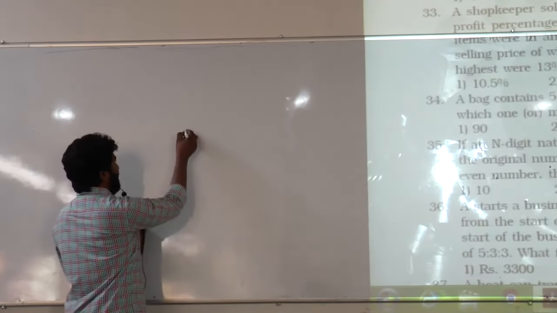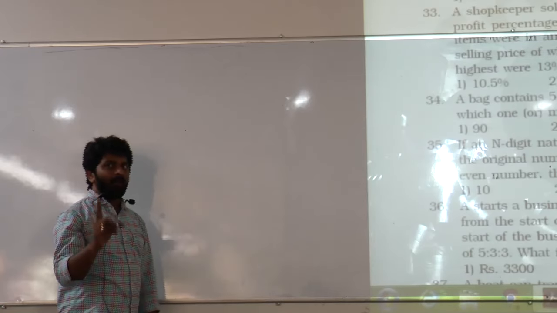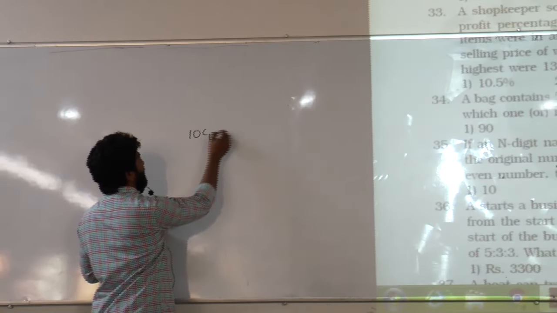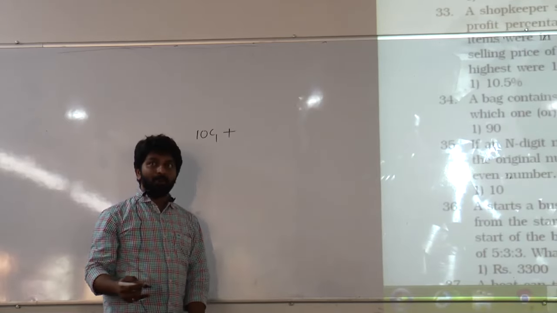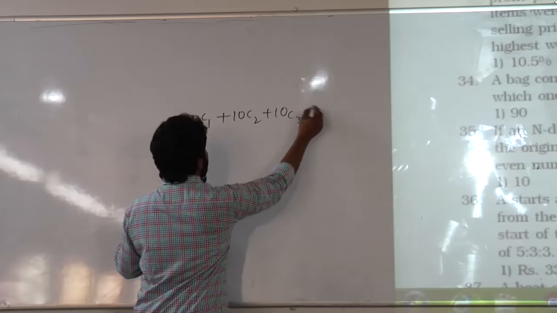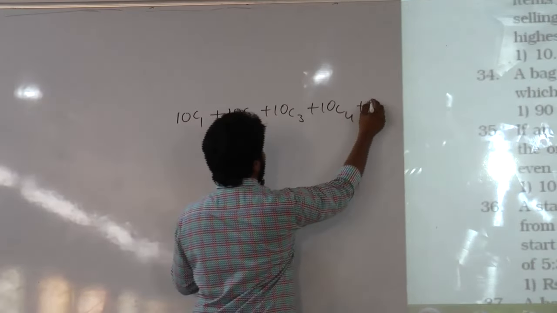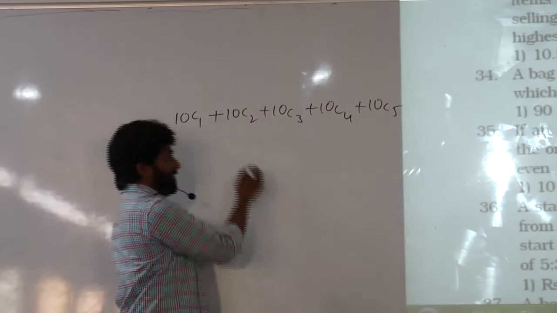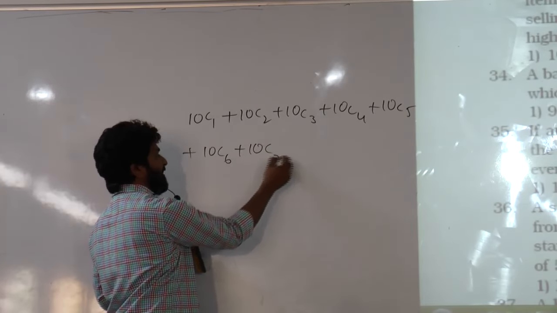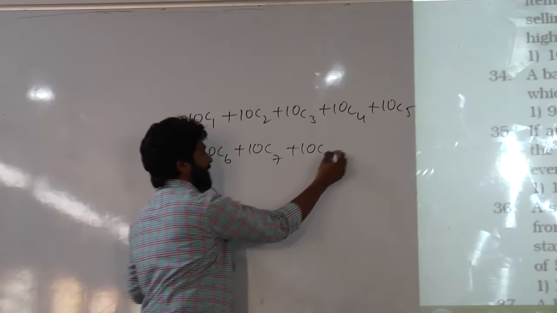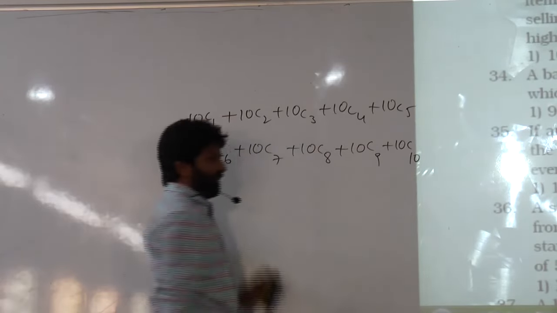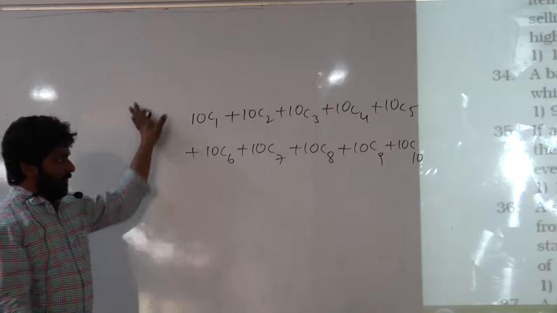So in how many ways can I get 1 ball out of 10 balls? 10C1. And in how many ways can I get 2 balls? 10C2 plus 3 balls 10C3, 4 balls 10C4, 10C5 5 balls, 10C6 6 balls, 10C7 7 balls, 10C8 8 balls, 10C9 9 balls, all balls 10C10. This is your answer.